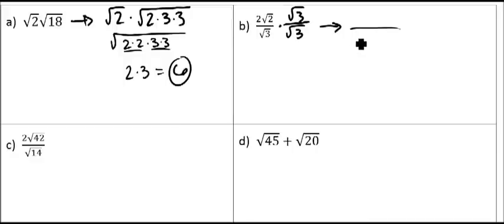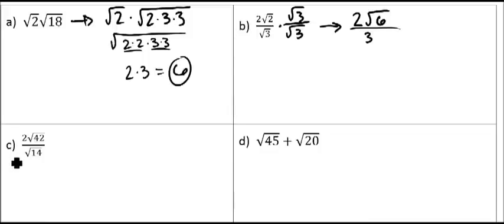My denominator now is root 3, and the square root of 3 times the square root of 3 is equal to 3. And my numerator is 2 times the square root of 6. And we're going to leave it right there because there's no common factors between those two. C, you can do several ways.